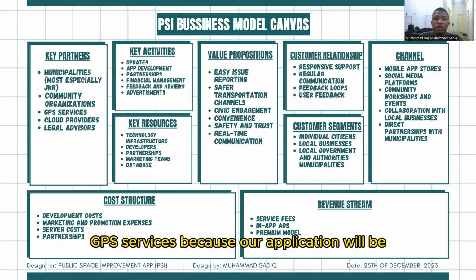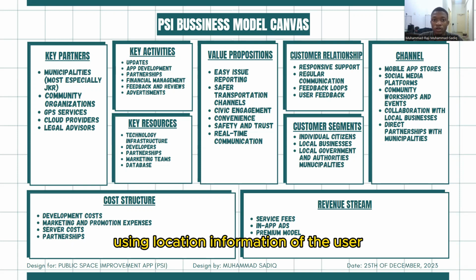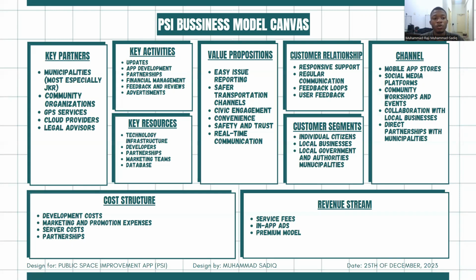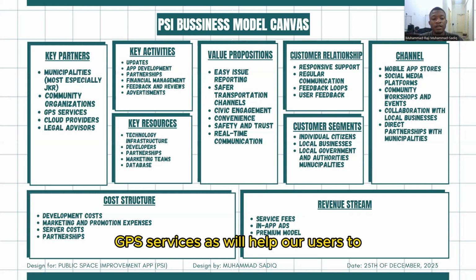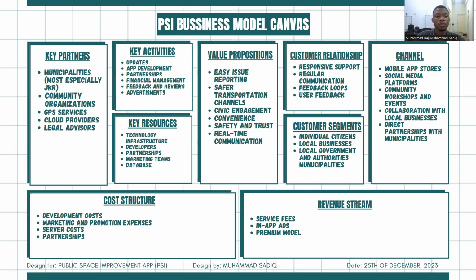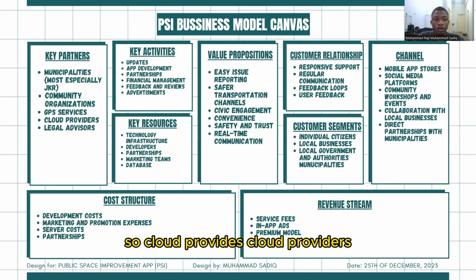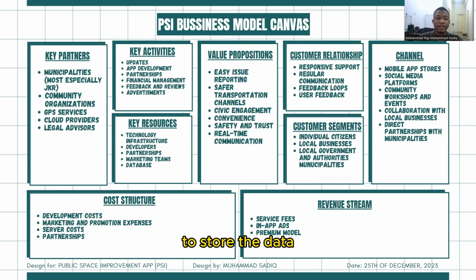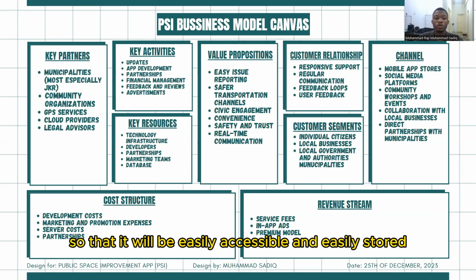Third is GPS services. GPS services because our application will be using location information of the user. So we have to partner with GPS services that will help our users to locate themselves well and will help the application also to locate each problem as reported. So cloud providers to store the data so that it will be easily accessible and easily stored.